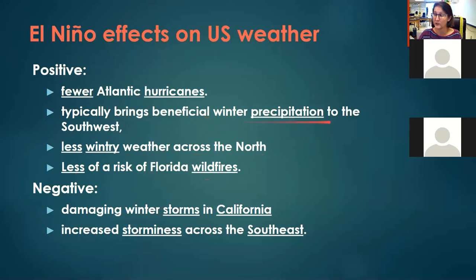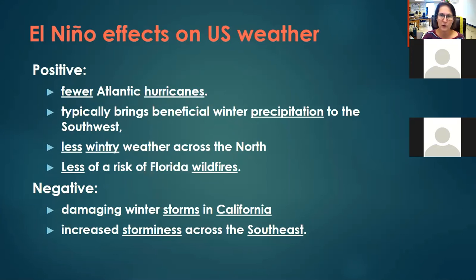Since it's winter precipitation in the south, Florida doesn't get wildfires. So it's great for us in Texas. El Nino, booming business here in Texas. Fewer hurricanes, a little rain, so we get wildflowers in the spring.